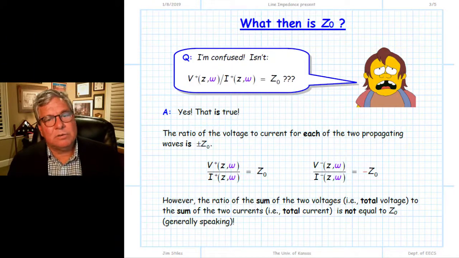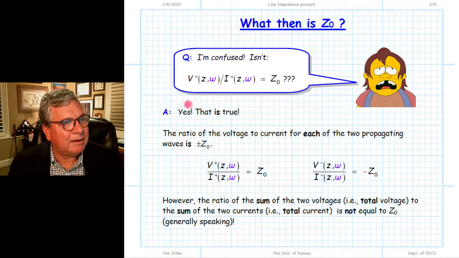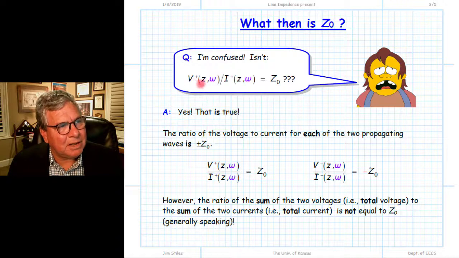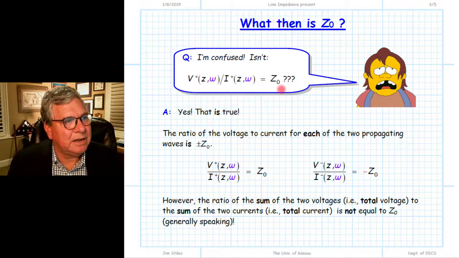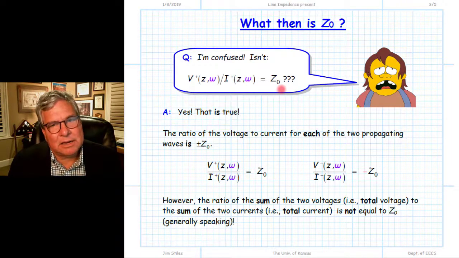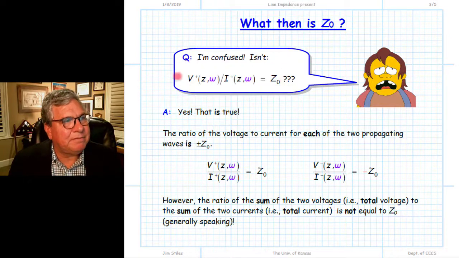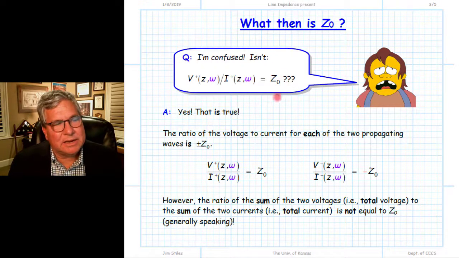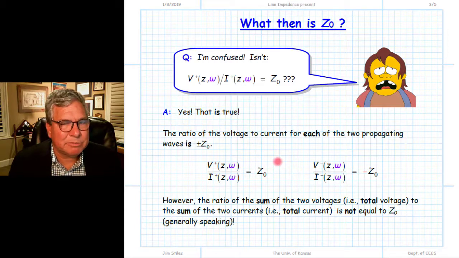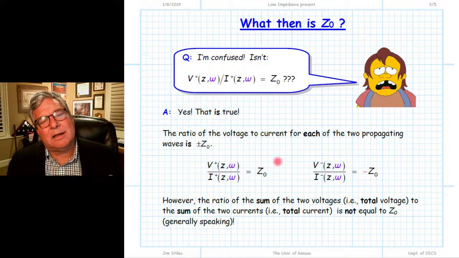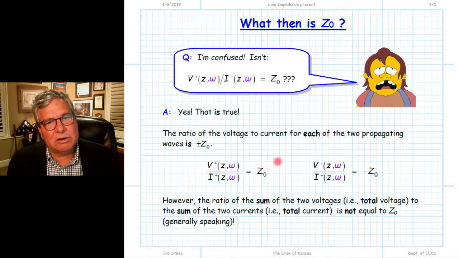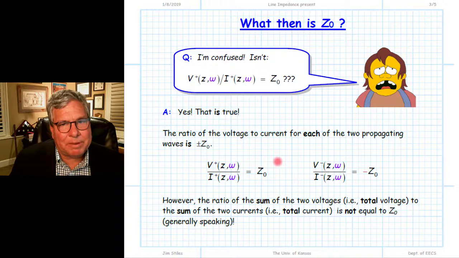So the confusion, I think, comes back, and I get students that bring this up. They say, gee, V plus divided by I plus is equal to Z0, so I don't understand why the total voltage divided by the total current isn't equal to the characteristic impedance as well. But remember, this really defined what characteristic impedance is. Characteristic impedance is a characteristic of the transmission line. It's the characteristic that describes how that transmission line manifests voltage and current when there's an electromagnetic wave propagating along.